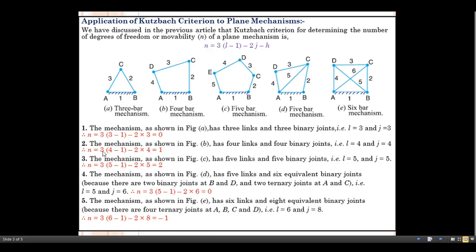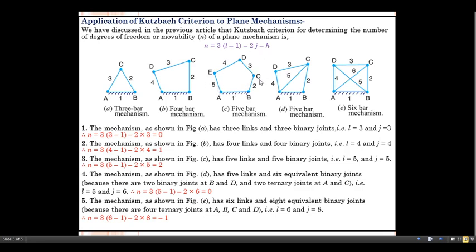So if you see this relation, n equals 3 times (L minus 1). In this case, the number of links with us is 4, so just replace the L term by 4. What about the number of joints? 4 joints with us. Now do the calculations. n equals 3 into (4 minus 1), which means 3 into 3, 9, minus 4 into 2, which is 8. So 9 minus 8 is nothing but 1.